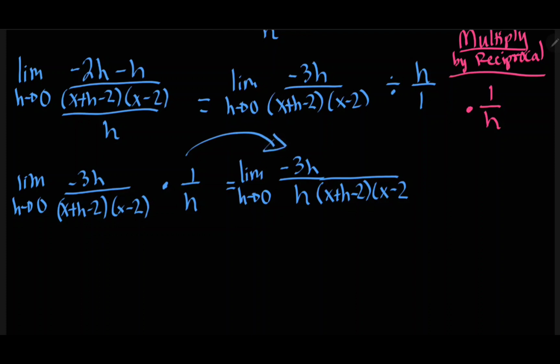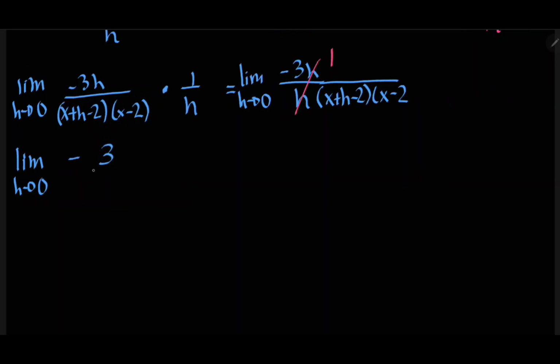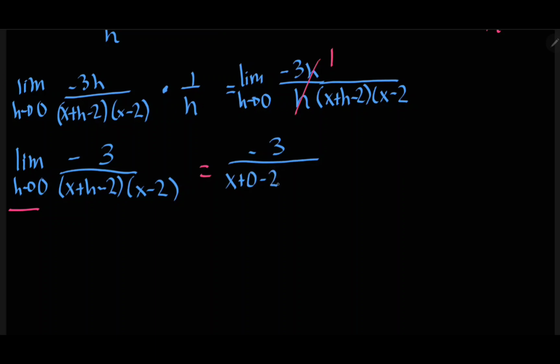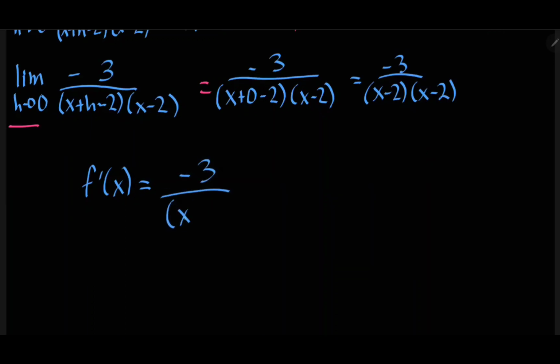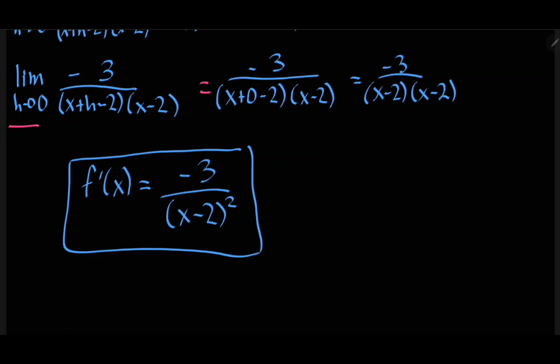This can be rewritten like this, two terms together, because 3h divided by h, those h's are going to cancel each other and become 1. So we have negative 3 times 1, which is negative 3, all over x plus h minus 2 times x minus 2. We're getting to the end here, so now all we have to do is substitute 0 in for h and solve. So we have negative 3 over x plus 0 minus 2 times x minus 2, which will simplify to negative 3 over x minus 2 times x minus 2. Same thing as negative 3 over x minus 2 squared. And that would be our derivative function.